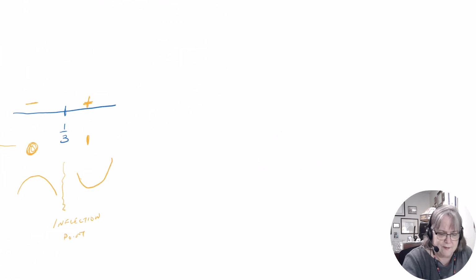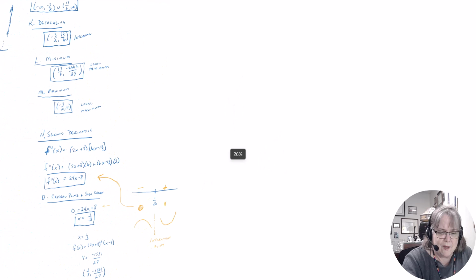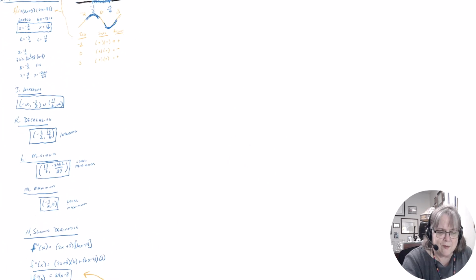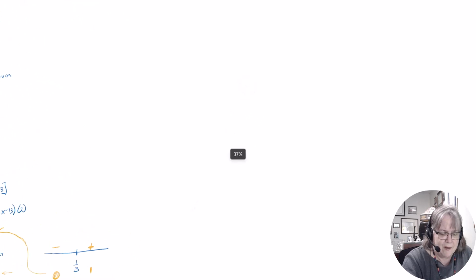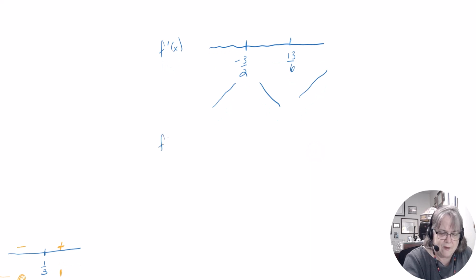Now, what I would like to do is to sort of redraw these for just a second, where you can kind of see how far apart your first and second derivative sign charts are. All right, let's kind of back this up. So on the first derivative, we had negative 3/2 and we had 13/6 and it went increasing, decreasing, increasing, right? And on the second derivative, our critical point was at 1/3, which is, I don't know, not that far over. Probably somewhere right in there.